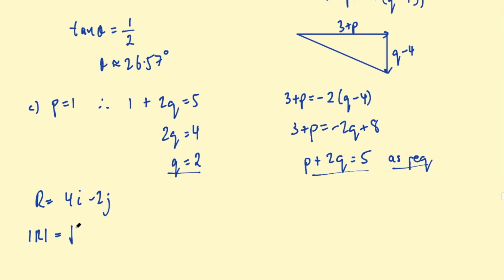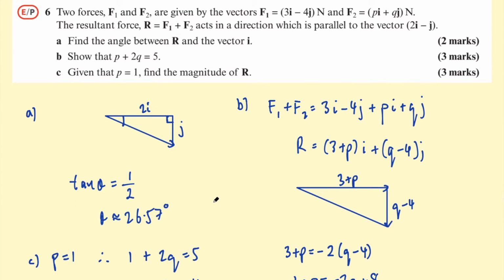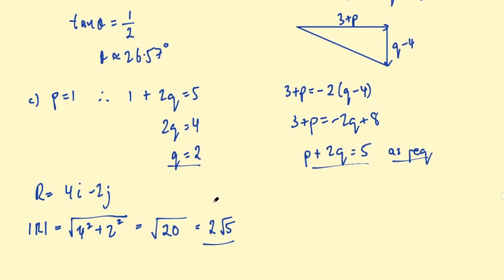We take the square root of the coefficients squared and added. So the square root of 4 squared plus 2 squared, that's the square root of 16 plus 4, the square root of 20, which is 2 root 5. And that's your final answer for C. Okay, so there was a bit of an exam style question. On to the last question for this video.